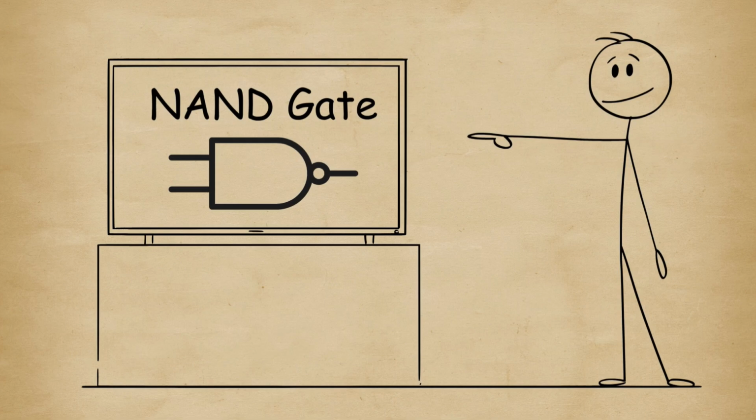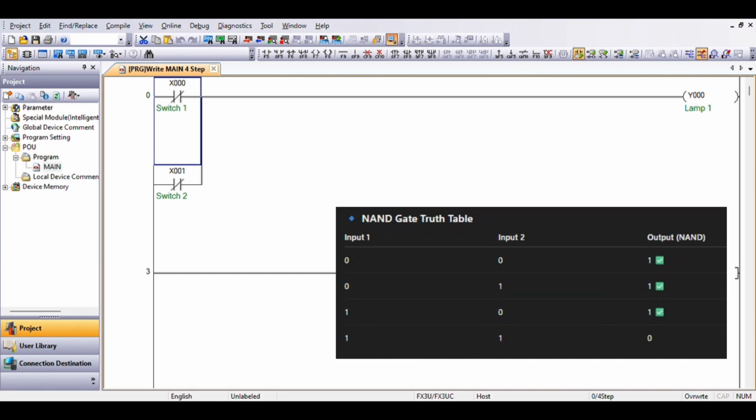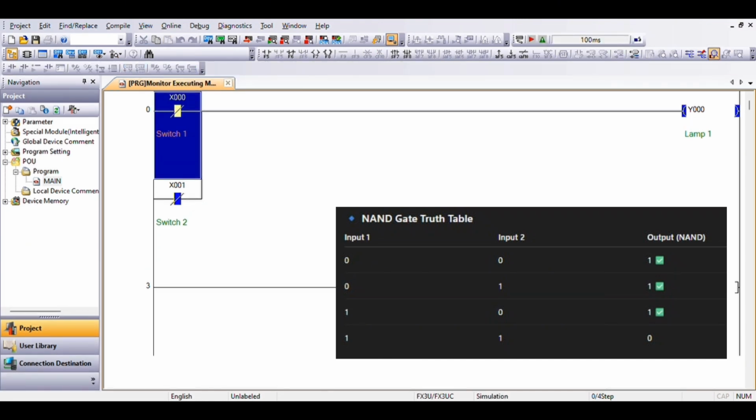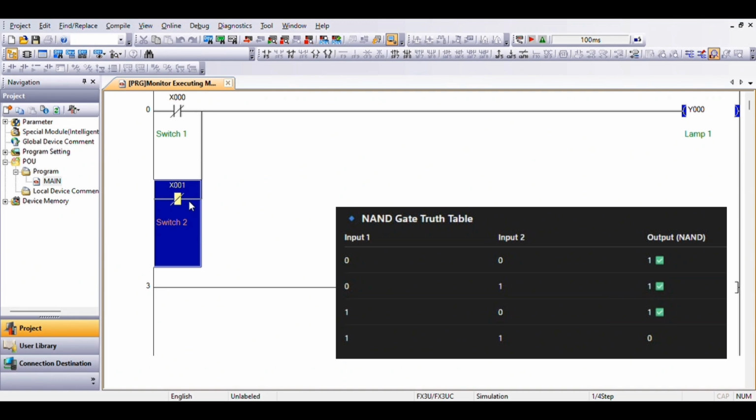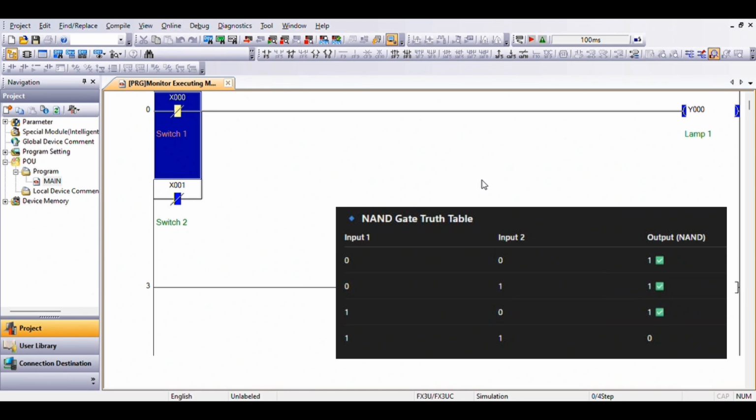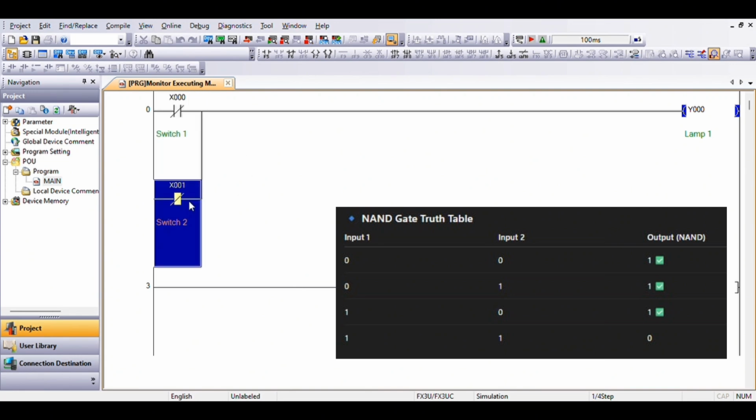NAND gate. The NAND gate stands for NOT AND. In my ladder diagram, I use two normally closed contacts in parallel with a regular coil. Here's how it works. If both inputs are on, both normally closed contacts open and the coil turns off. In all other cases, at least one normally closed contact stays closed, so the coil energizes. This creates the NAND function, where the output is on unless both inputs are on. You can also see the truth table matches perfectly. It is the opposite of the AND gate.